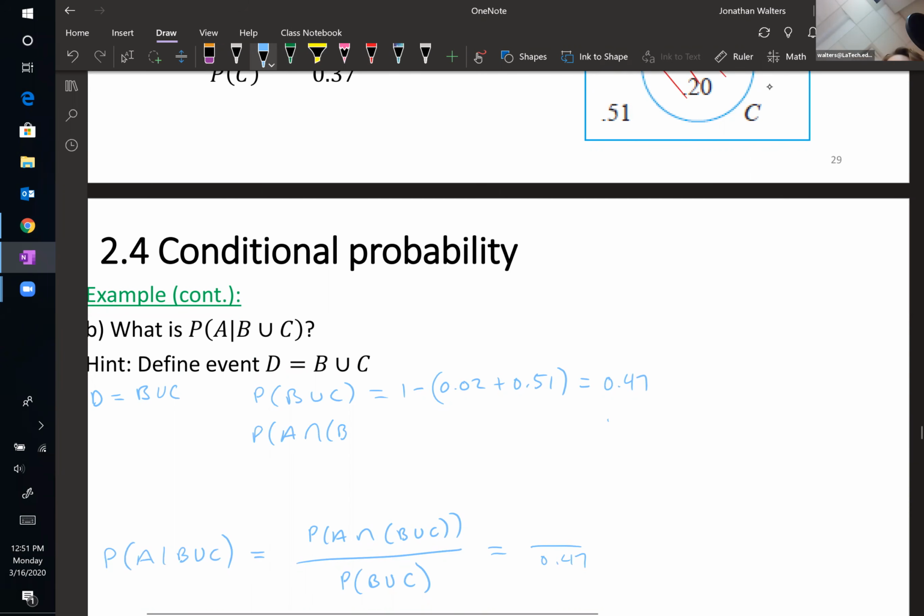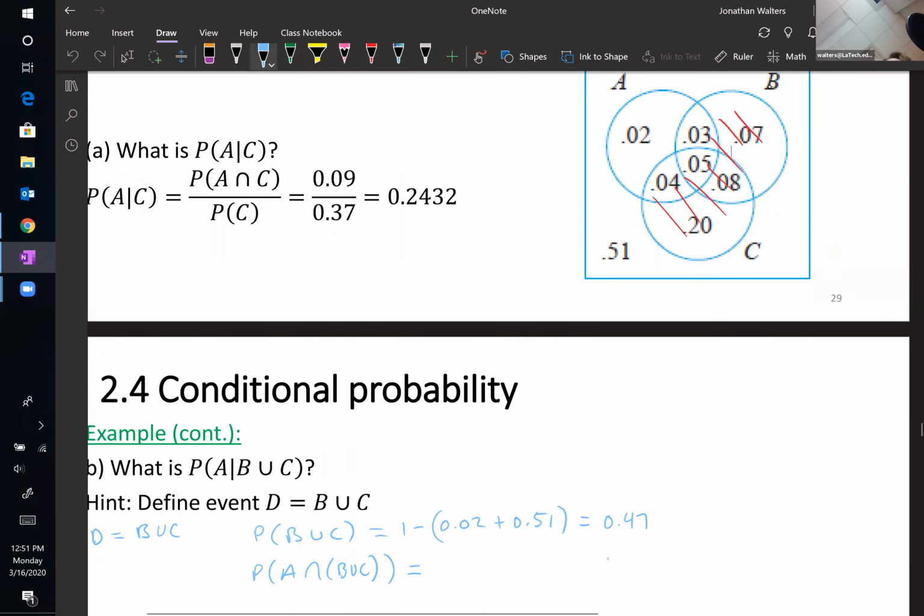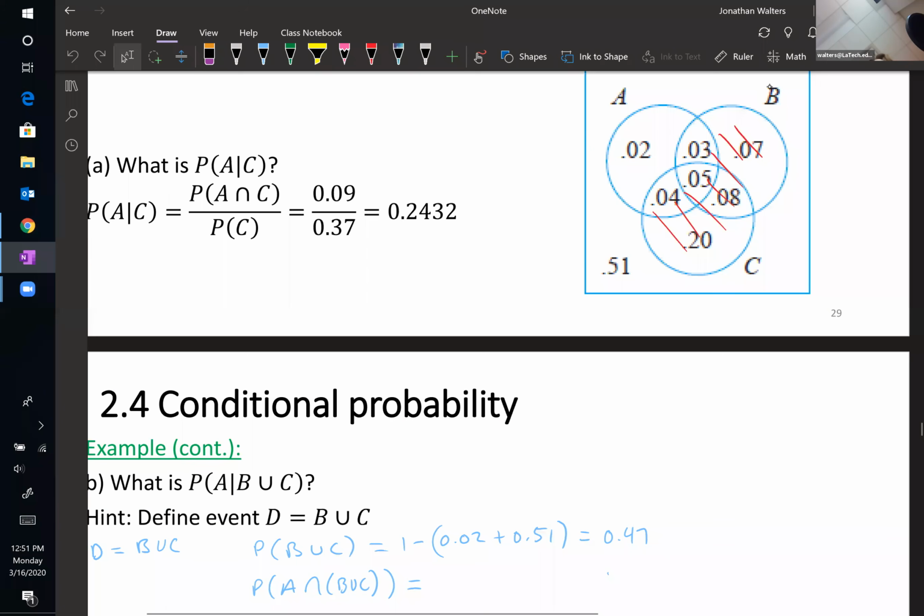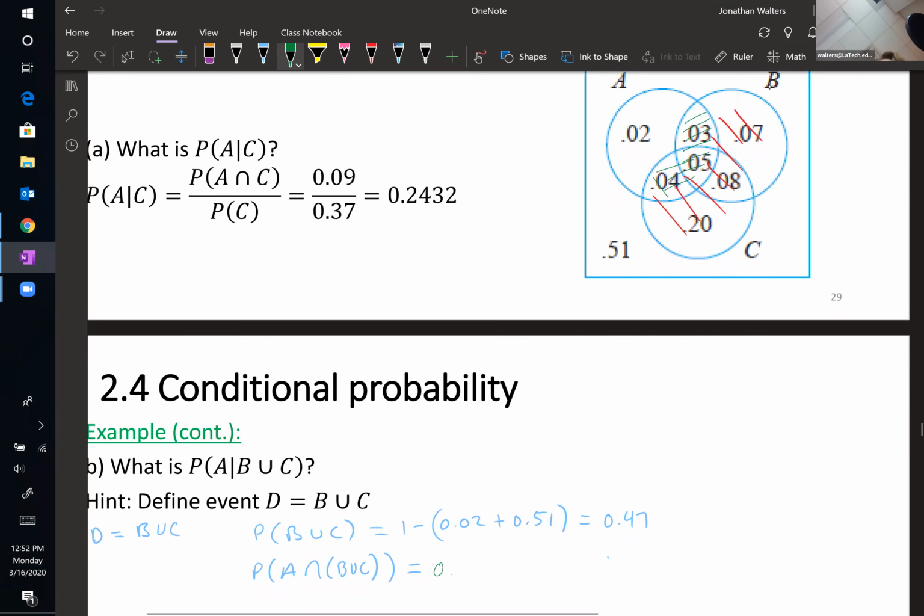Now, what's the probability of A intersect B union C? So what is A intersect B union C? That's this right here in green. So that's going to be 0.08 plus 0.04, which is 0.12. So 0.12. So that is probability of A intersect B union C.